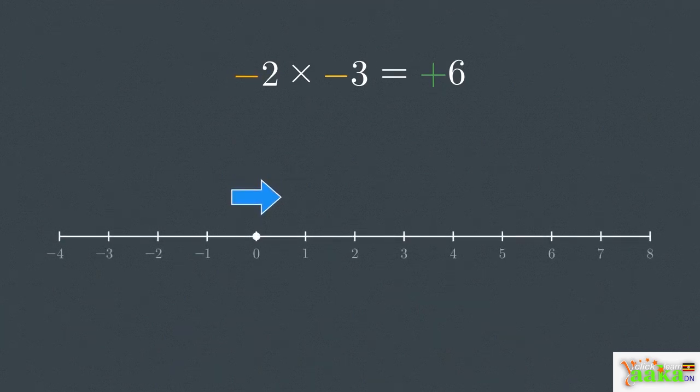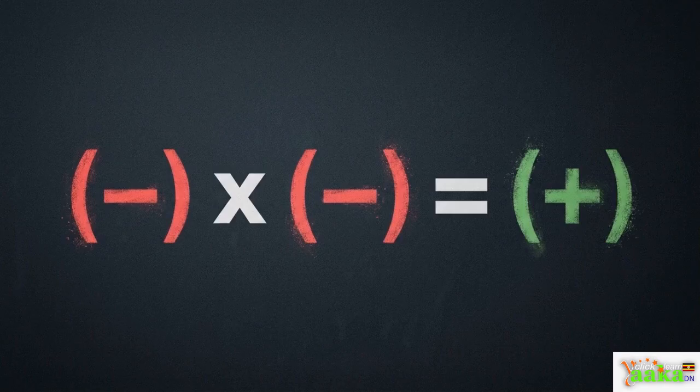Think of the first negative as an instruction to face the opposite direction. If you multiply by a second negative, you are essentially receiving a command to flip your direction again. Because you have inverted your direction twice, you are now facing the positive side of the number line. Mathematically, two negatives cancel out each other's direction, resulting in a positive forward movement.